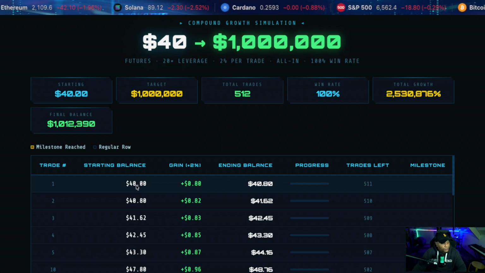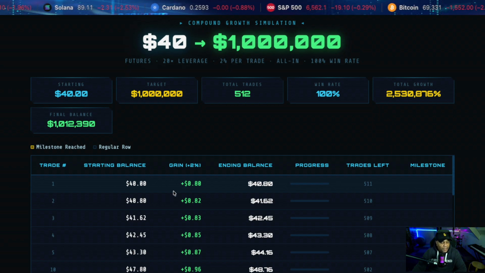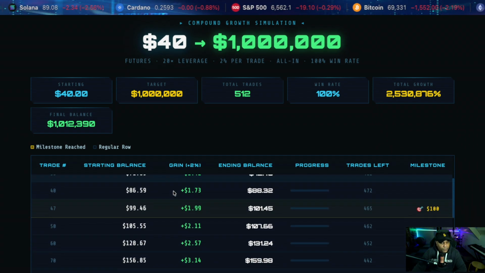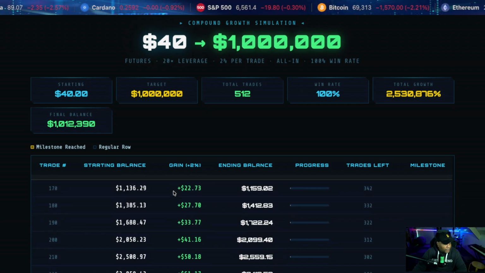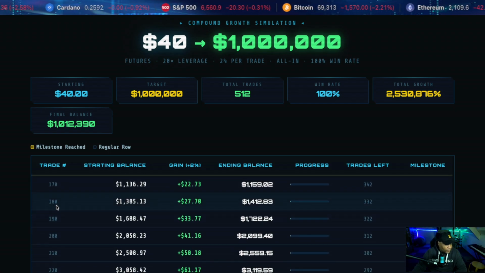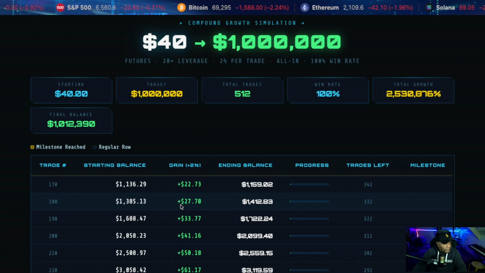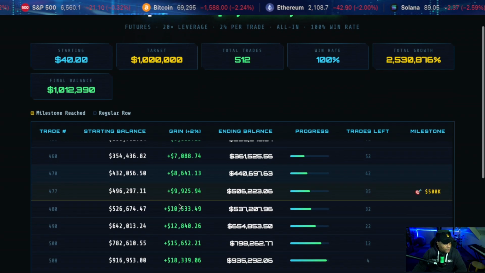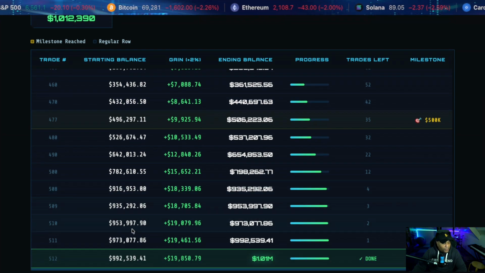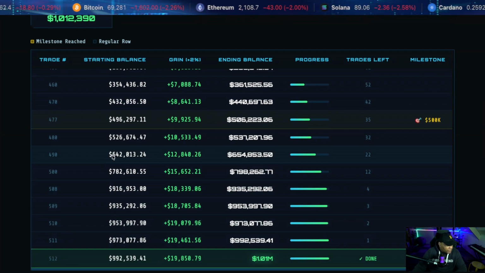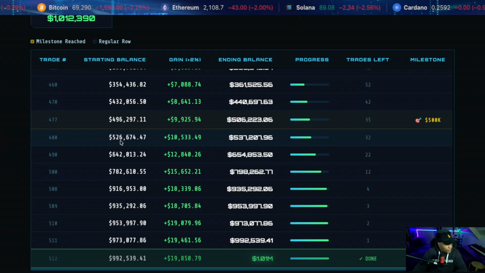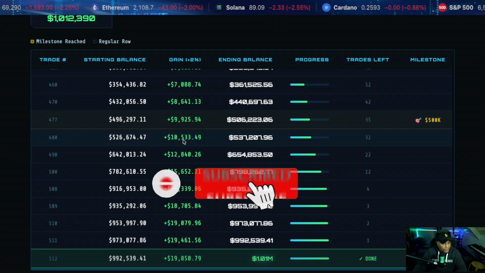Starting with $40, the first trade, you would make 80 cents gains. So that would seem like it's almost nothing. But if we go down here, for example, you can see that at trade number 100 you're trading with $1,300, and then each trade is at least $27. And if we move on, all the way down here, for example, let's take $526,000, then each trade at 2% is at least $10,000.